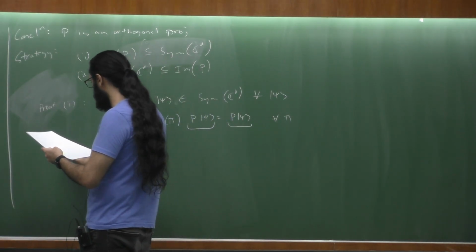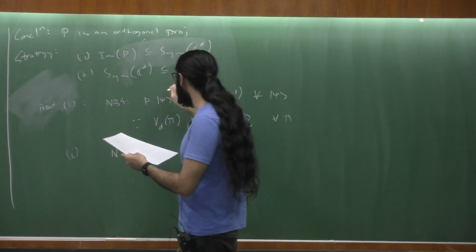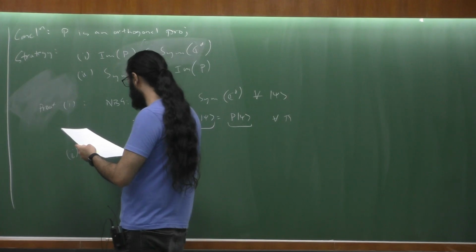The next statement we want to show is that the symmetric subspace is in the image. That's also easy to check.